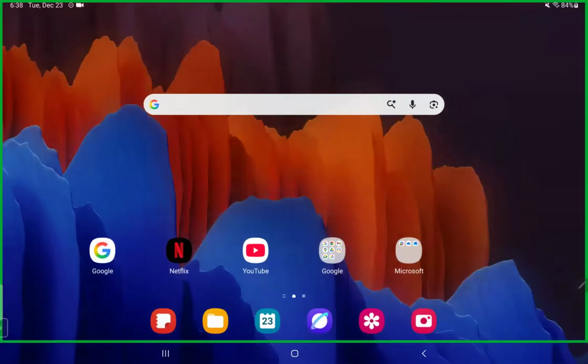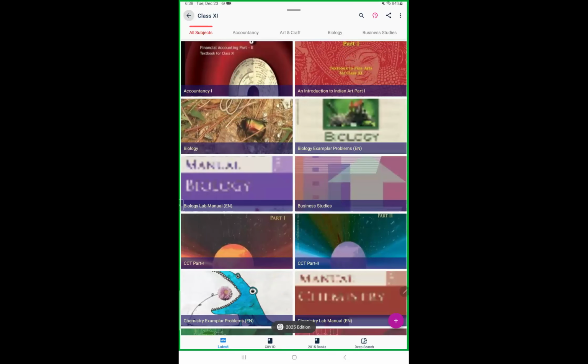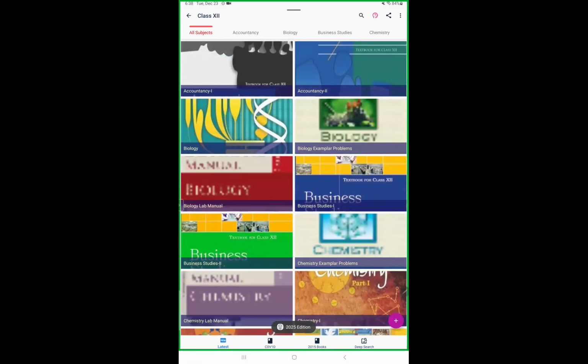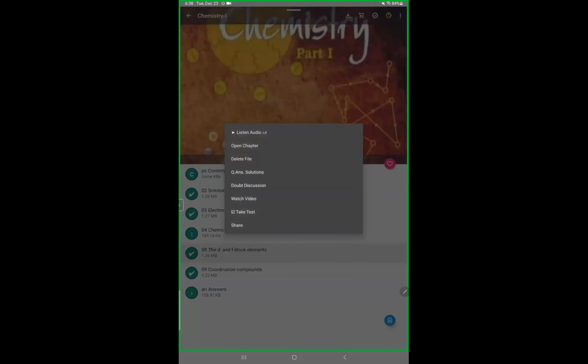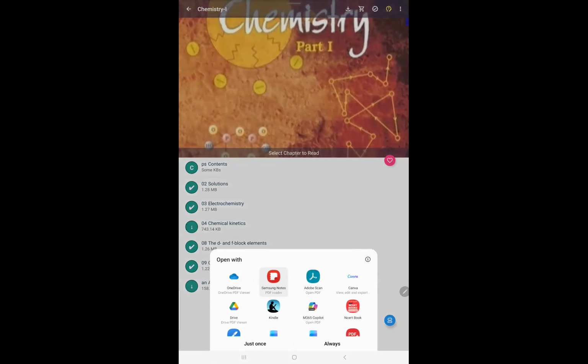Okay, so I'll show you NCERT also. Class 12th, chemistry part 1, d and f block, open chapter.